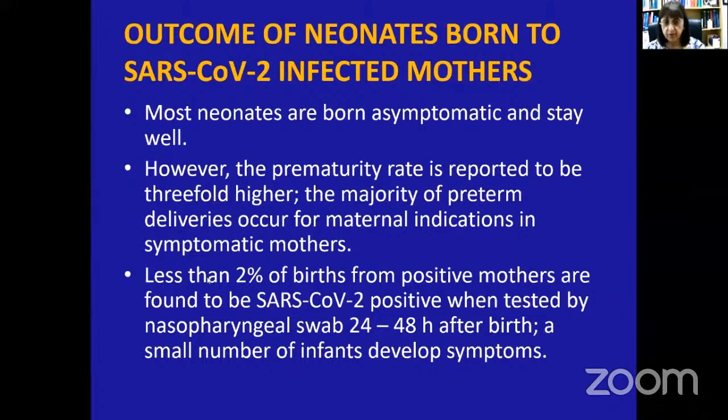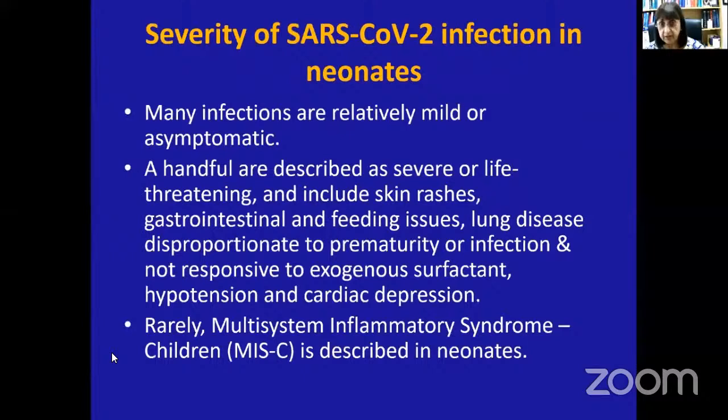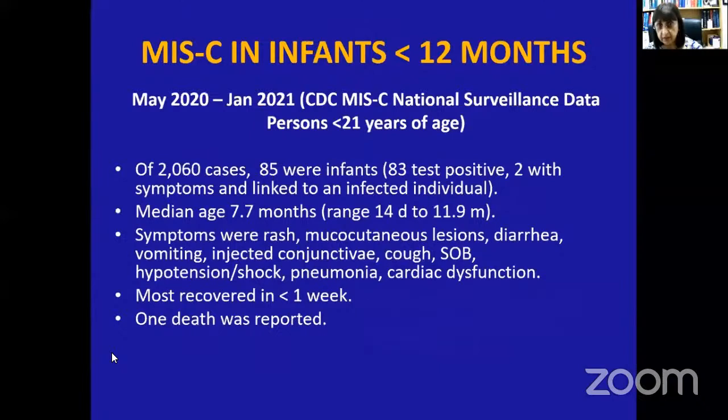Less than 2% of births from positive mothers are found to be SARS-CoV-2 positive when tested 24 to 48 hours after birth. And a small number of those infants actually develop symptoms. In terms of severity, many infections are relatively mild or asymptomatic. A handful are described as severe or life-threatening and include skin rashes, GI and feeding issues, lung disease disproportionate to prematurity or infection and not responsive to exogenous surfactant, hypotension, and cardiac dysfunction. Rarely, multi-system inflammatory syndrome in children, or MIS-C, is described in the neonate.